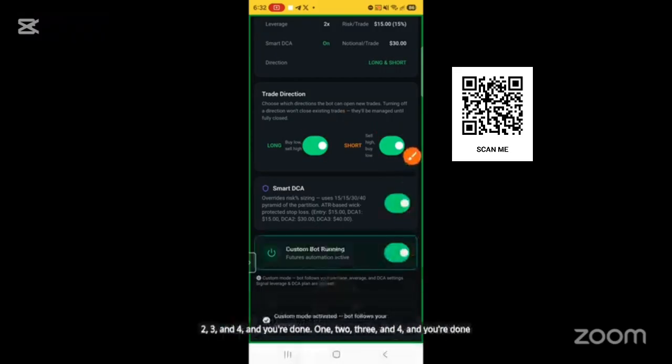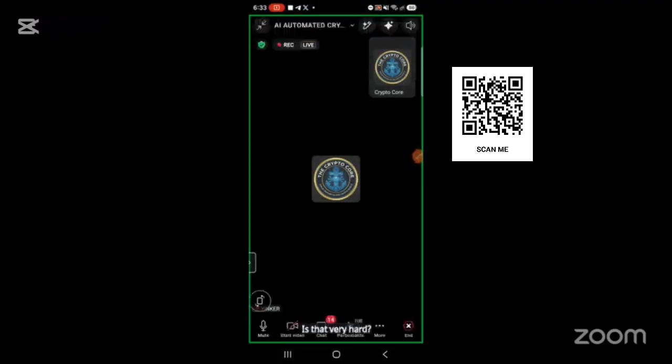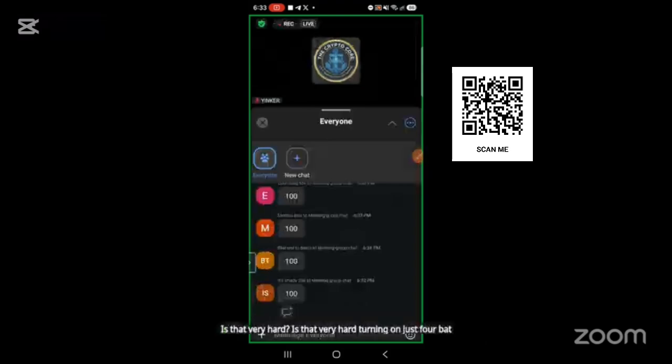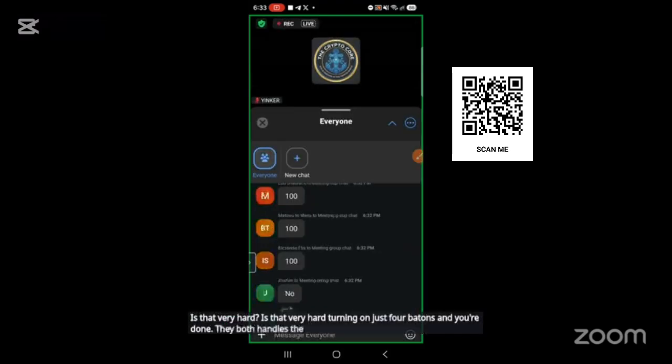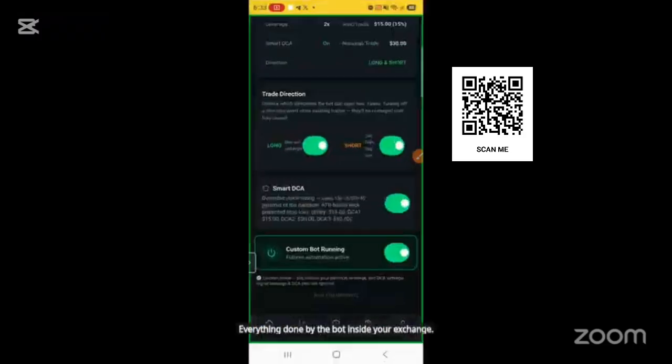And you're done, guys. Is that very hard? Turning on just 4 buttons and you're done. The bot handles the rest. It handles the market analysis and trade analysis, that is the technical and the fundamental. It handles the trade entry, risk management, capital management, everything done by the bot inside your exchange. That's the beauty of automation.